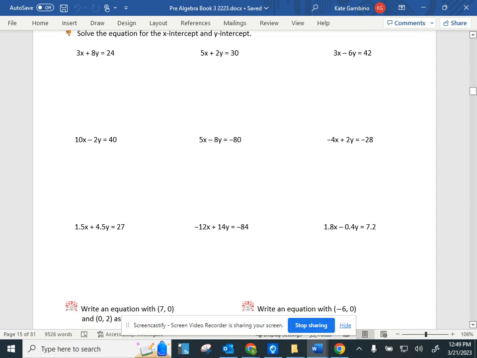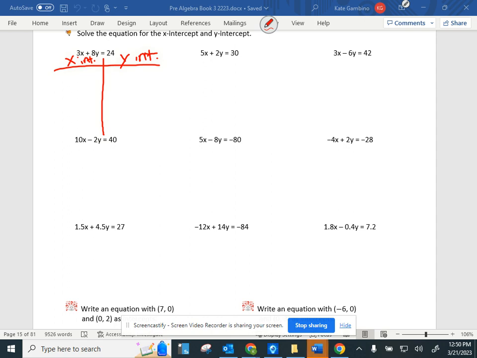So we're going to solve the equation for the x-intercept and the y-intercept. So if we have 3x plus 8y equals 24, I'm going to say, okay, this is my x-intercept, and this is going to be the y-intercept. So I'm breaking it into two. We're going to do two different things with the equation. One for the x-intercept, one for the y-intercept.